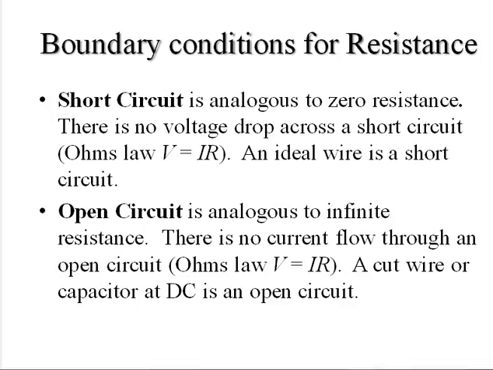Boundary conditions for resistance: well, the resistance can be 0, it can't be negative, so it can be 0, or it could be infinite. So short circuit is what we use to refer to 0 resistance. If there's 0 resistance, then the voltage across it is 0. An ideal wire is a short circuit. In a circuit diagram, wires are considered short circuits, with no voltage drop across them. An open circuit is infinite resistance, so no current can flow through an open circuit.